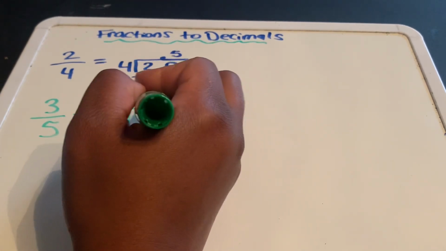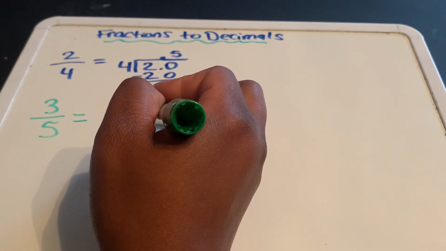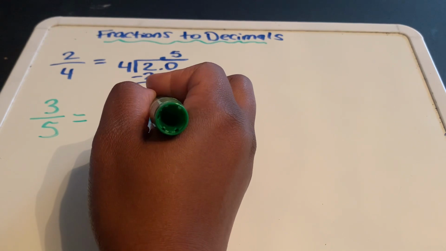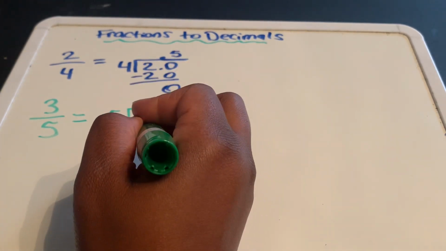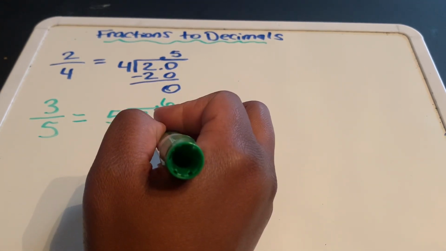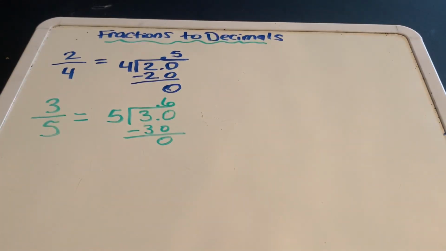So we're going to do another problem. We have 3/5. You'll come beside that, you'll draw the equal sign. You'll put that denominator number, the 5, outside of the house, divided by the 3. We know that 5 can't go into 3, so we're going to put another decimal and a 0 and bring that decimal up. 5 will go into 30 6 times. And when we do that subtraction, you have 0.6.